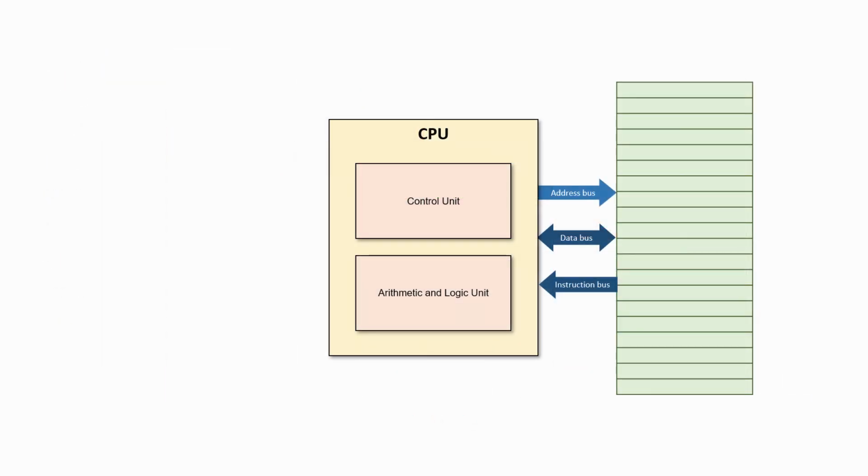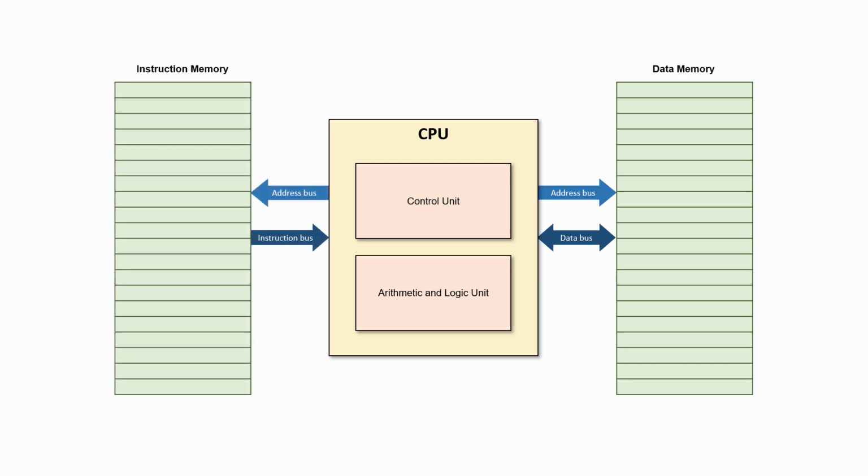For a start, we could have a data bus just for data and a separate instruction bus just for instructions. This would allow instructions and data to be fetched at the same time. We could even have separate memories for instructions and data. This is the fundamental principle behind the Harvard architecture.